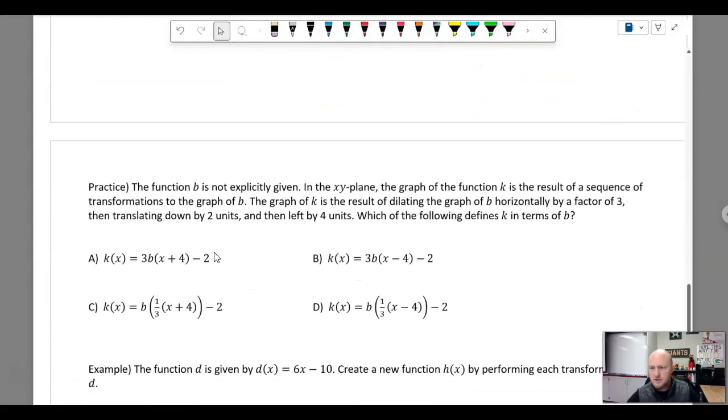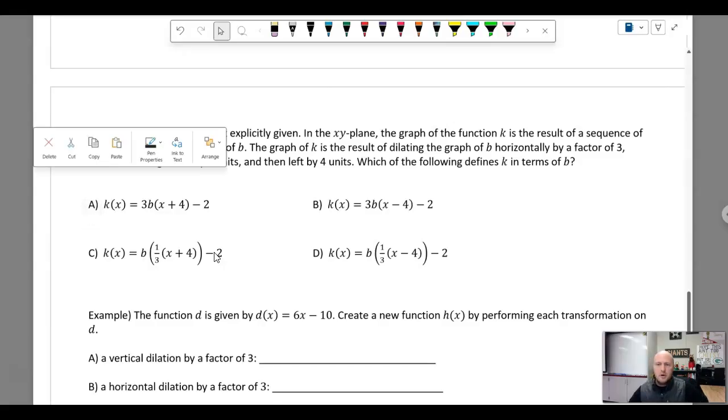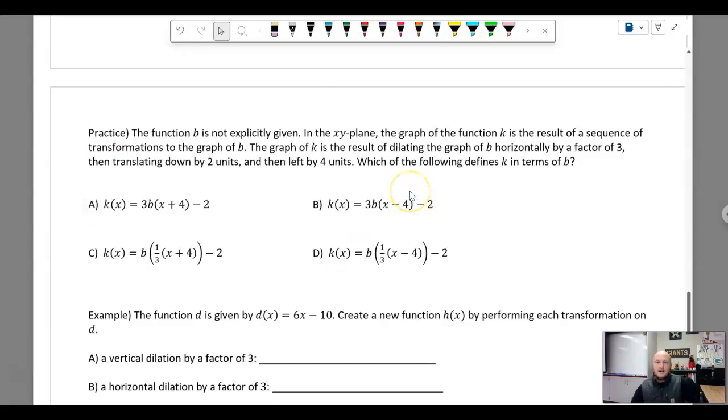Okay, not too shabby. Same type of question here. Go ahead, pause me. I want you to try this example.